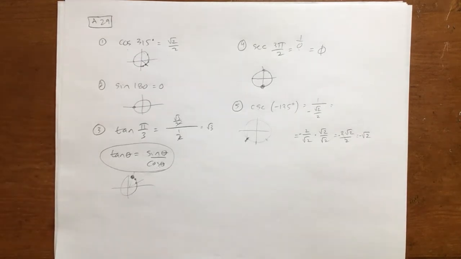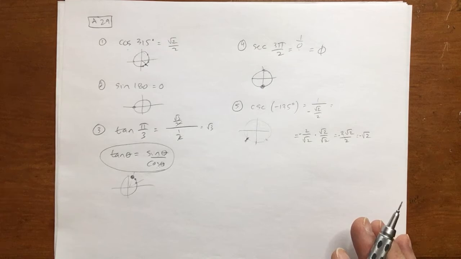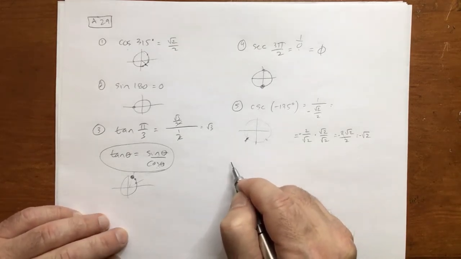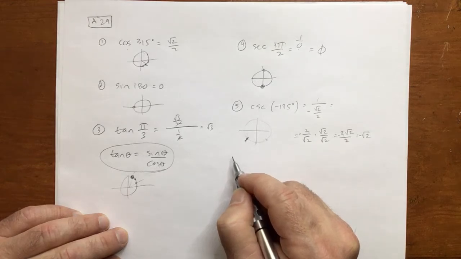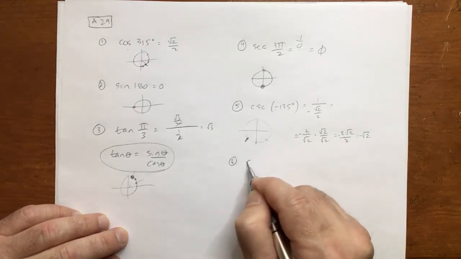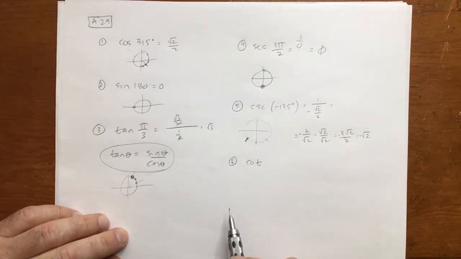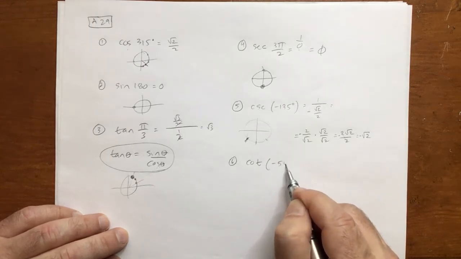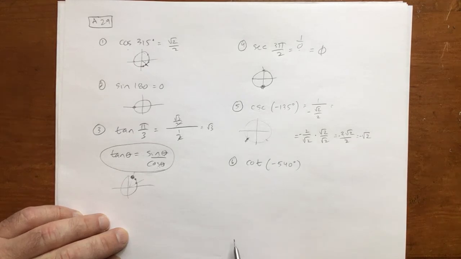Okay, so I hope you're getting the idea of how to find all of these. Let's do one more together, and then I'm going to set you free. Let's do, let's see, cotangent, because we haven't done a cotangent yet, of negative 540 degrees.